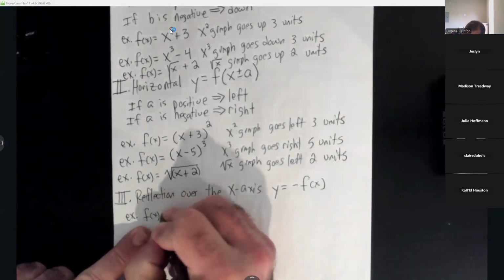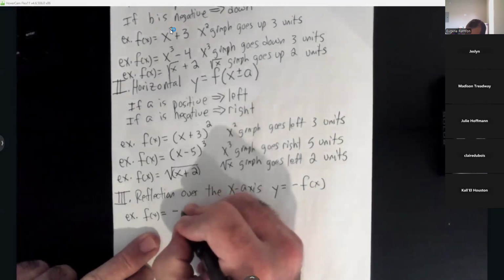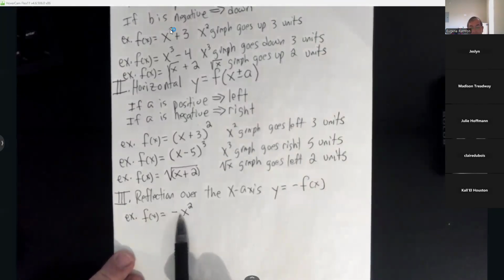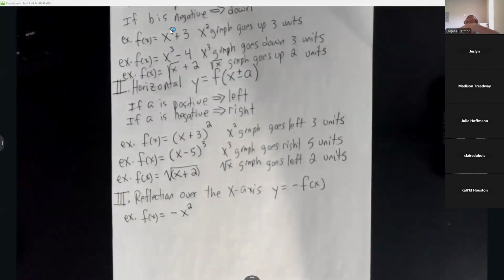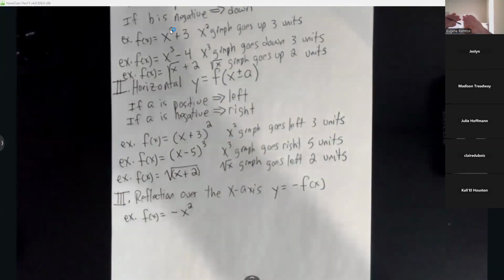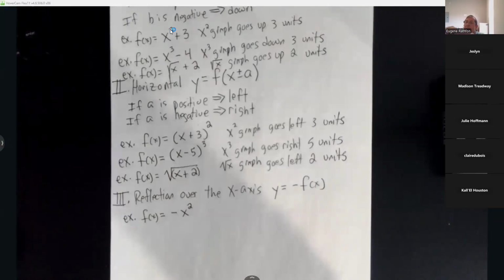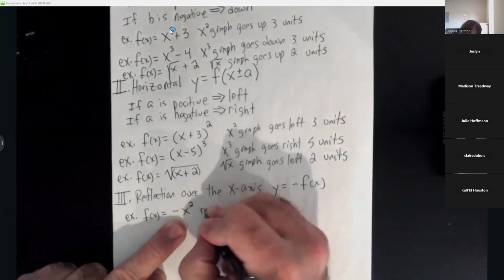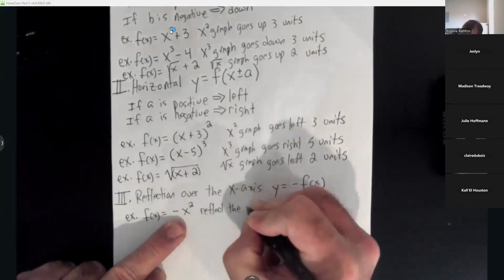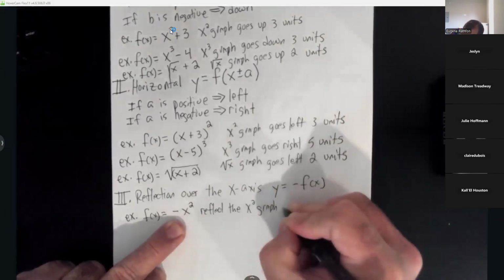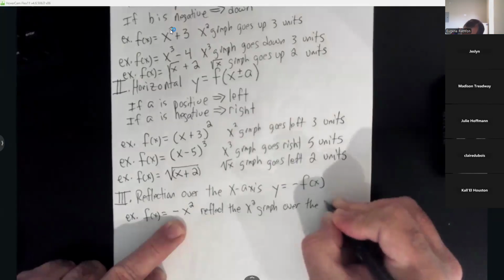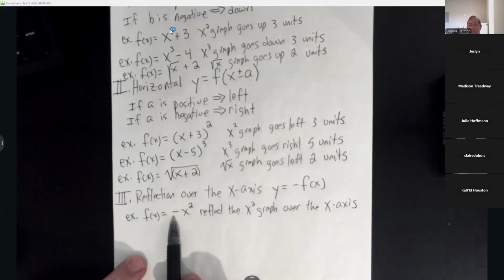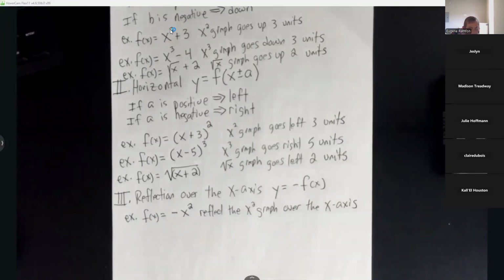What if I had f of x equals negative x squared. So when we did the negative x squareds the other day, instead of having a U-shape, when it was negative in front of the x squared, it flipped it over and made it like a peak instead of a valley. So what this is going to do, this is going to reflect the x squared graph over the x-axis. So it doesn't matter what your function is. If you throw that negative in front of it, it's flipping it over, okay?